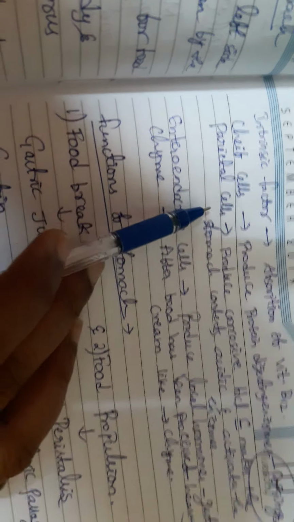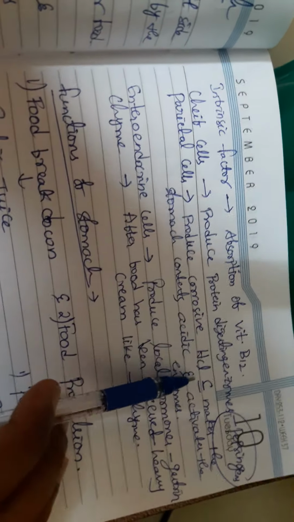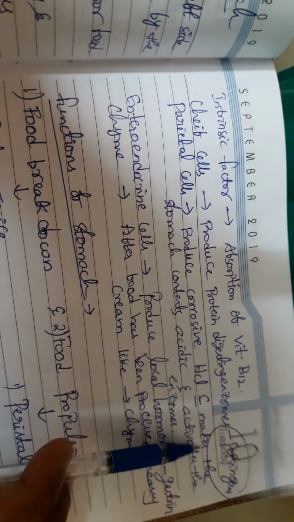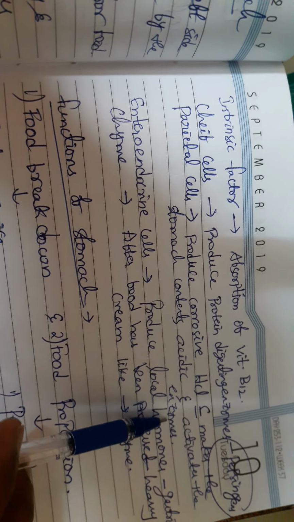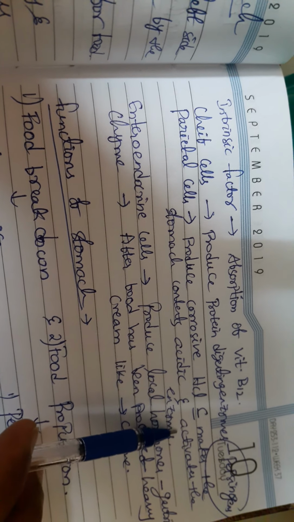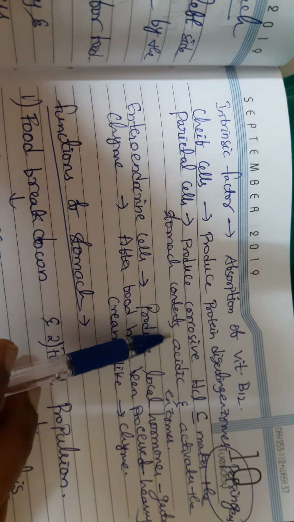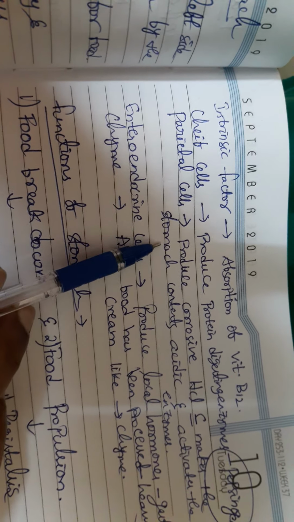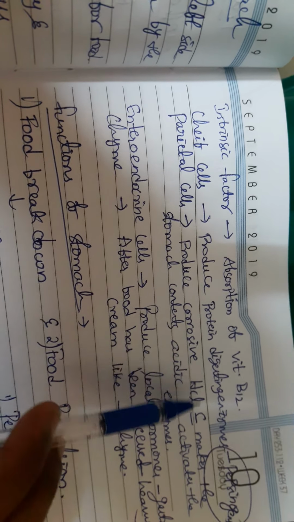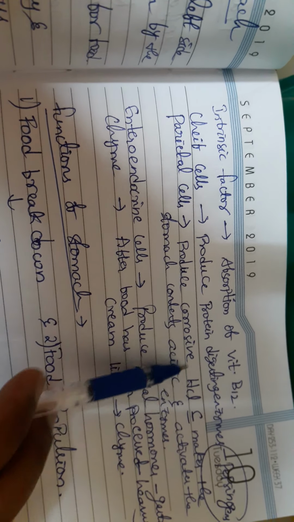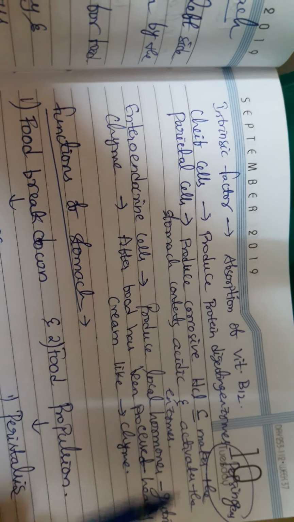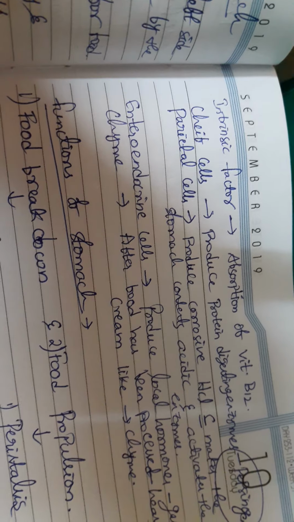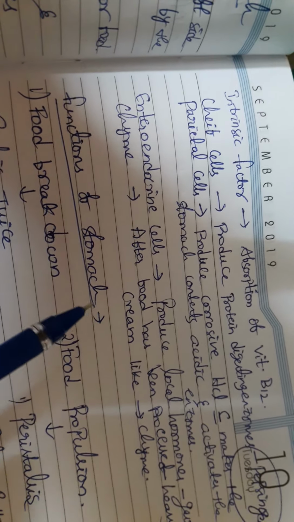And next, parietal cells. Parietal cells produce corrosive HCl, that is hydrochloric acid, which makes the stomach contents acidic and activates the enzymes. Different enzymes are activated in the stomach for the digestion of food, and this takes place by the HCl itself. By maintaining the acidic nature and pH of the stomach, the activation of the different enzymes automatically takes place, which are responsible for digestion.